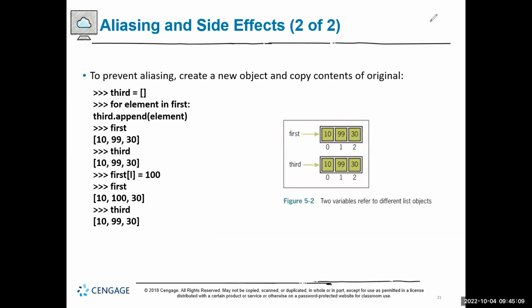In that case here, you have to create a new object and copy the content of the original. Think about this one here: if you want to reference the third as a separate list, you have an empty list at the beginning, and you run through every element in the first and append it to the new list here. Make sense?